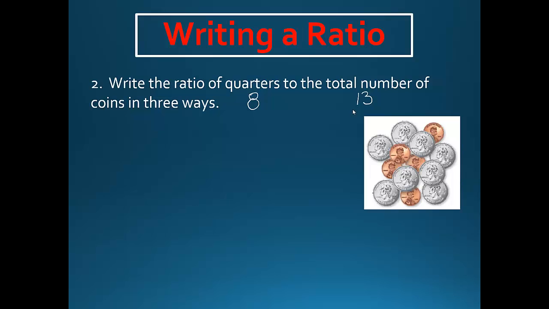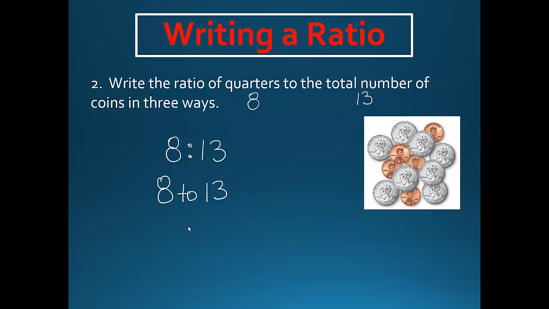Now we'll write this ratio in three ways. So again, the first way we talked about was using a colon. Since quarters is listed first, we'll write the 8 first, and then we write our colon, and then we write the 13. The second way was by using the word to, T-O. So we'll write the 8 for the number of quarters, the word to, and then our total number of coins, which was 13. So 8 to 13.